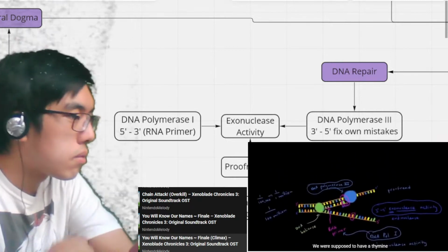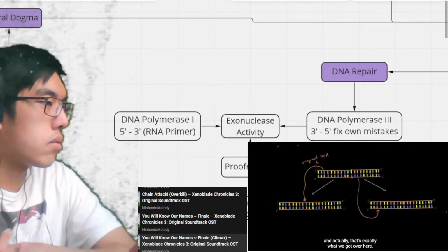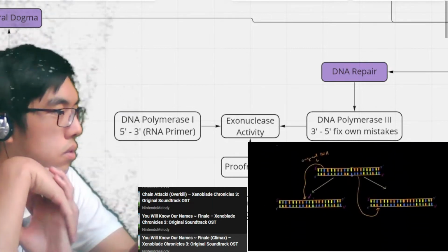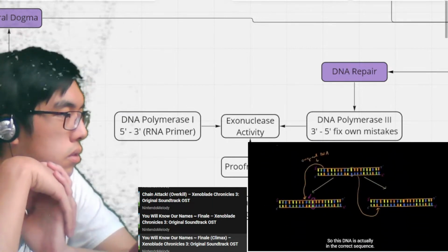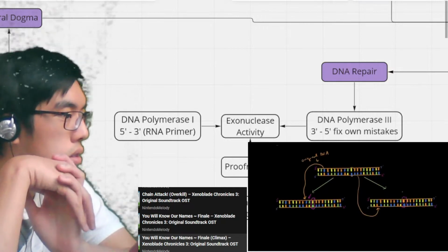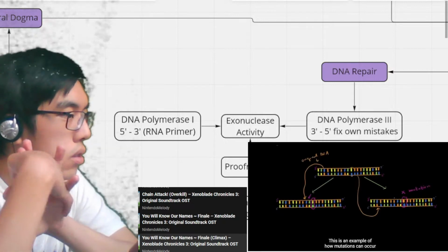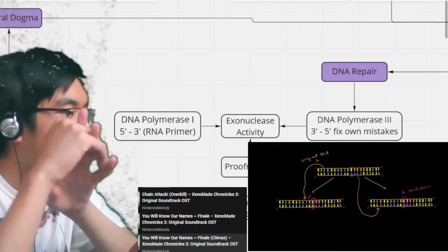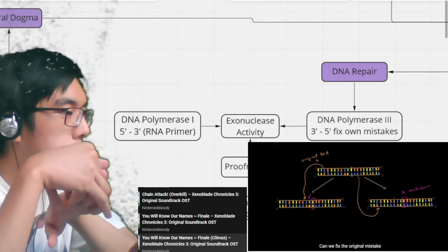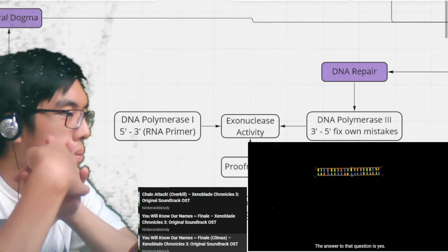We were supposed to have a thymine with this complementary adenine. And actually, that's exactly what we got over here. Just going to circle it. Okay. So this DNA is actually the correct sequence. But look at the DNA over here on the right. This is not correct. This is a mutation. And this is an example of how mutations can occur if the DNA repair mechanisms are not working properly. And so let's go back to our original question. Can we fix the original mistake so that this mutation does not occur? And the answer to that question is yes.